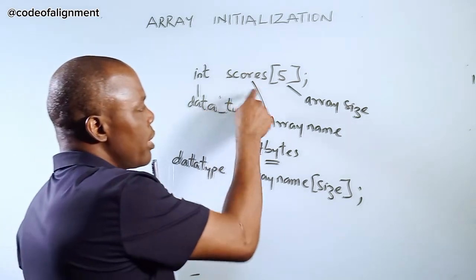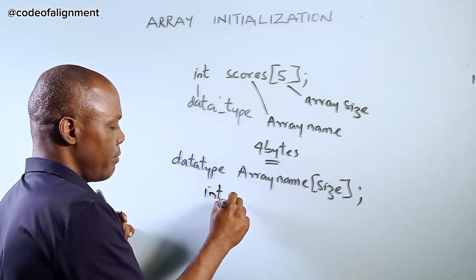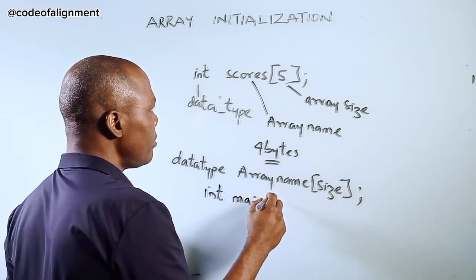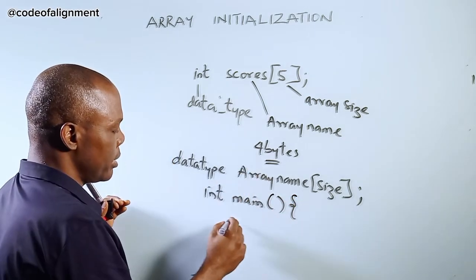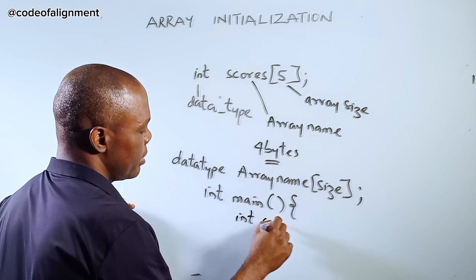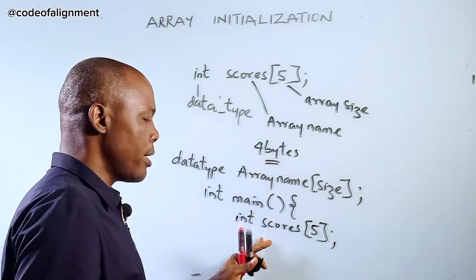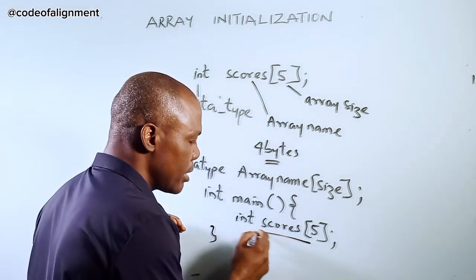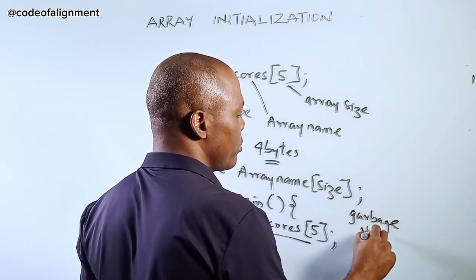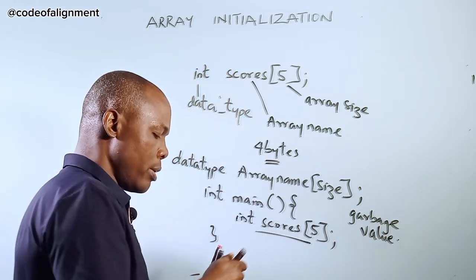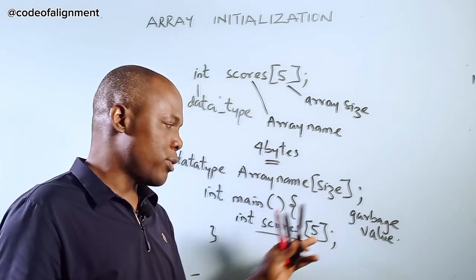Now, if this scores is declared inside a main function like this, int main, inside a main function, this is C language, I taught this. So we say int scores, and then this. If this is done, this will be given garbage values in the memory. So what that means is you've been allocated the land, but it's still bushy, it's not cleared, right? That is what this means.